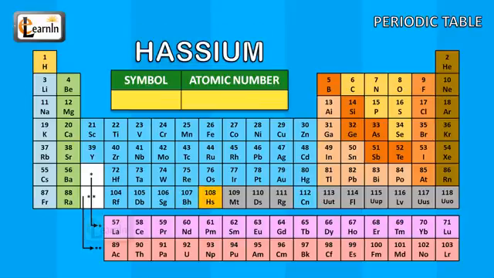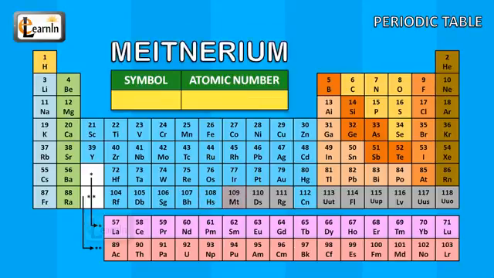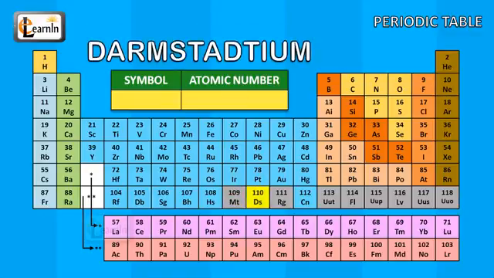The element hassium is represented as Hs and has an atomic number of 108. The element meitnerium is represented as Mt and has an atomic number of 109. The element darmstadtium is represented as Ds and has an atomic number of 110.